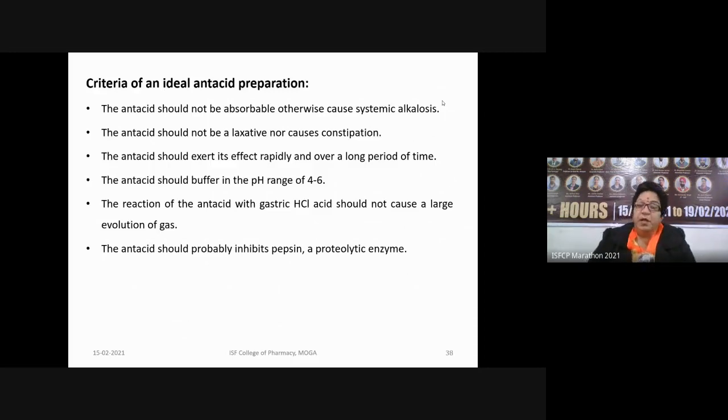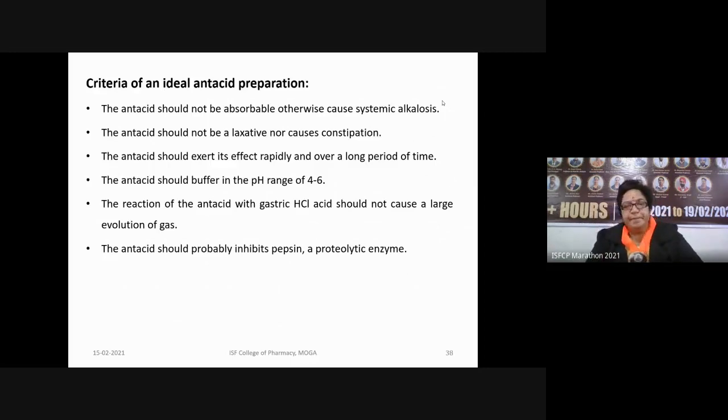The antacid should not be a laxative nor cause constipation. हमें एक प्रॉब्लम दूर करनी है ना, दूसरी थोड़ी जनरेट करनी है उसके साथ साथ. तो it should neither act as a laxative, जिससे आपके लूज मोशंस हो जाए, और ऐसा भी नहीं होना चाहिए कि it will lead to constipation. So a balance has to be there. तो आइडियल की तो सिचुएशन कंडीशंस यही होती है आइडियल एंटासिड प्रेपरेशंस की.